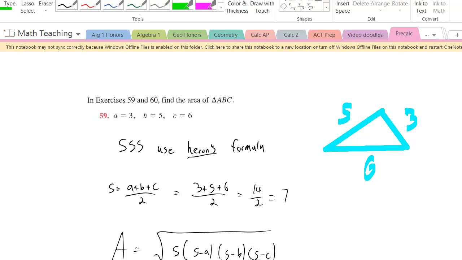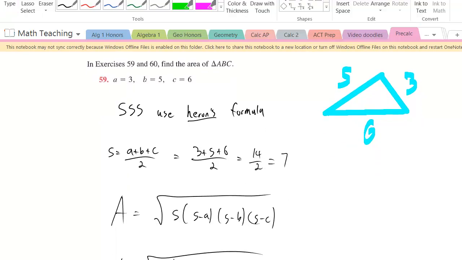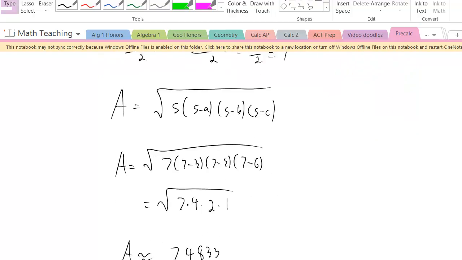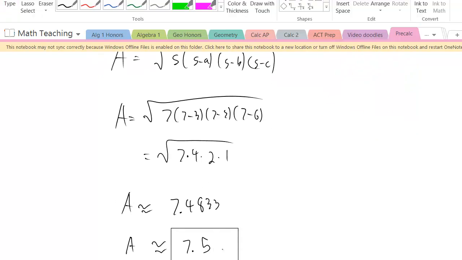You always use Heron's formula. Heron's formula looks like this. You find the semi-perimeter. That's you add three sides, divide by 2. Which if you add three sides, divide by 2, you get 7. And then we just plug 7 into Heron's formula and plug all the sides into A, B, and C. You simplify and you get 7.5.